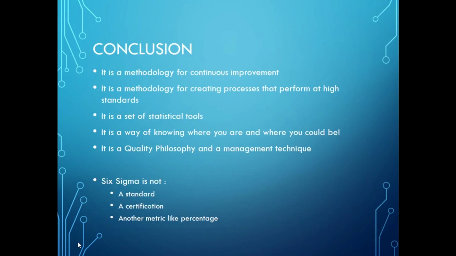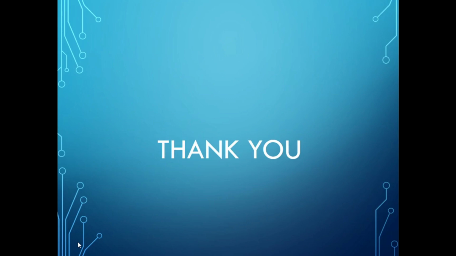So in conclusion, Lean Six Sigma is a methodology for continuous improvement. It's a methodology for creating products or processes that perform at very high standards. It's a set of statistical and other quality tools arranged in a unique way. It's a way of knowing where you are and where you could be. It's a quality philosophy and a management technique. So it's not a standard, it's not a certification, and it's not another metric like percentage. It's a technique. And that's the last slide.